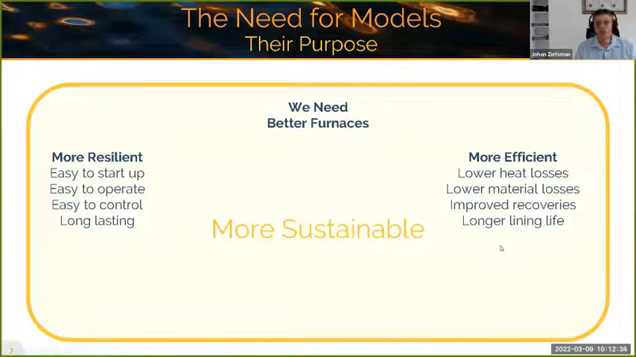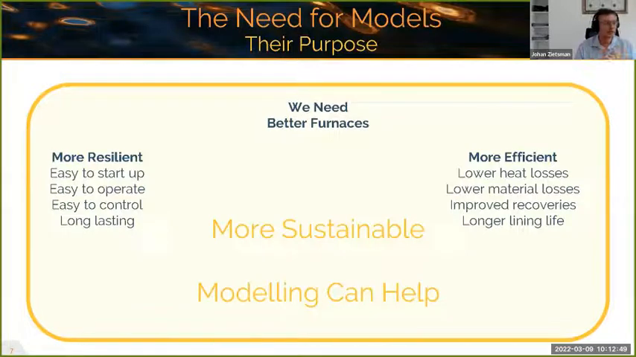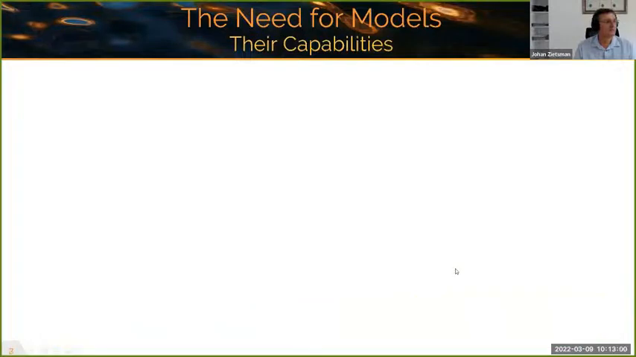Now, in short, what do we want to achieve? We want more sustainable high temperature processes. And if we are moving towards this, then modeling can help. You can do experiments in the lab, you can do experiments on pilot plants, you can even do measurements on industrial scale, but all of that data combined with modeling can be a potent combination.